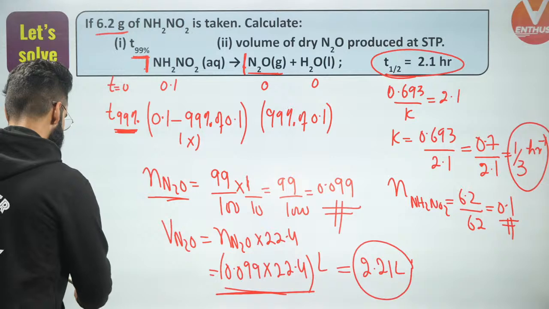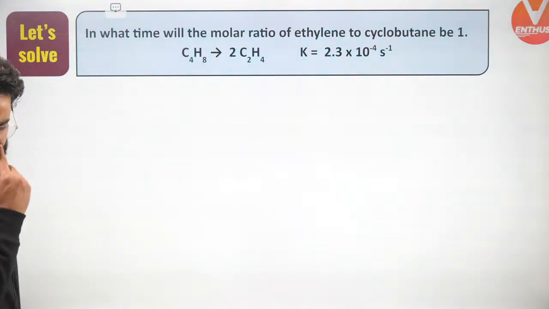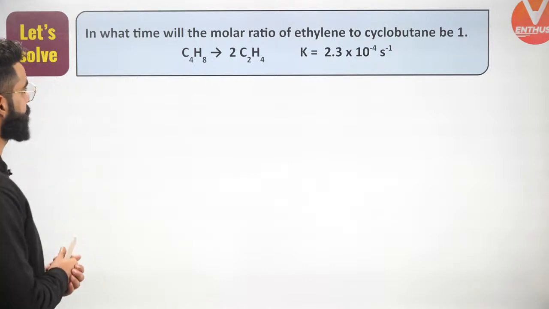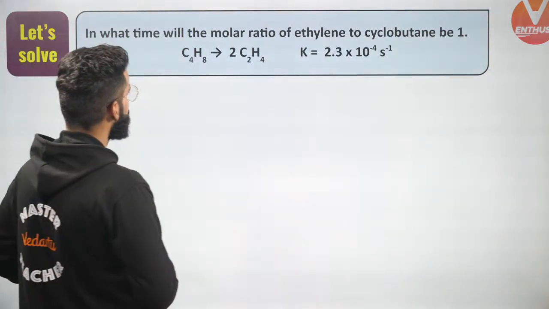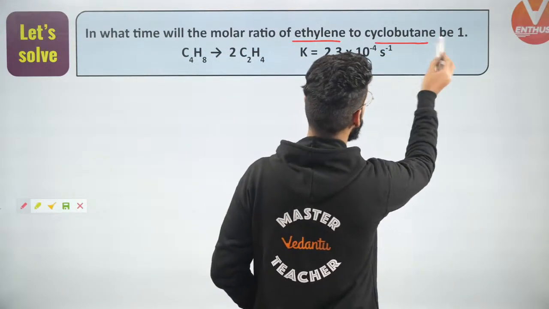Let's move on to one more. Let me see if we can solve this one or not. It's again a nice question, guys. You can easily solve this one as well and see how to approach this sort of question. In what time will the molar ratio of ethylene to cyclobutane be 1?